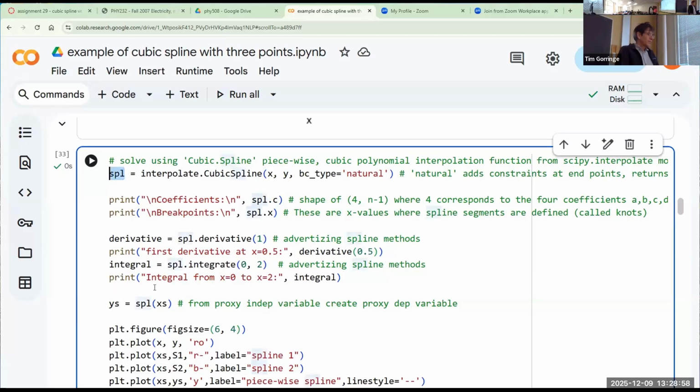Anyway, once I got the spline object, kind of like we did for a polynomial object, if I want a proxy for a variable representing the spline, I can call the spline object with an array of my independent variable, the xs, and it will return an array ys of my dependent variable representing the spline. And so I can plot that.